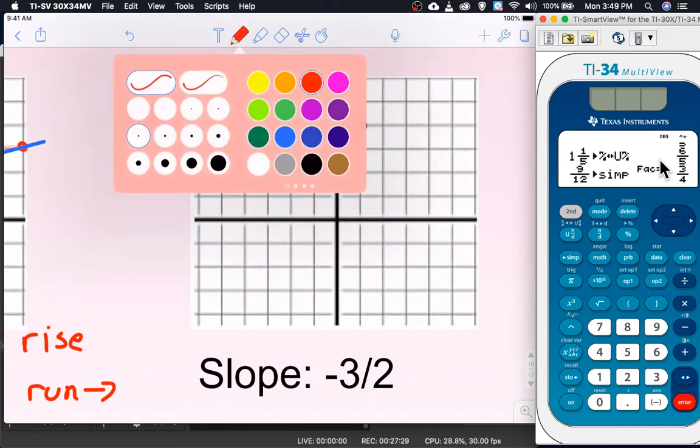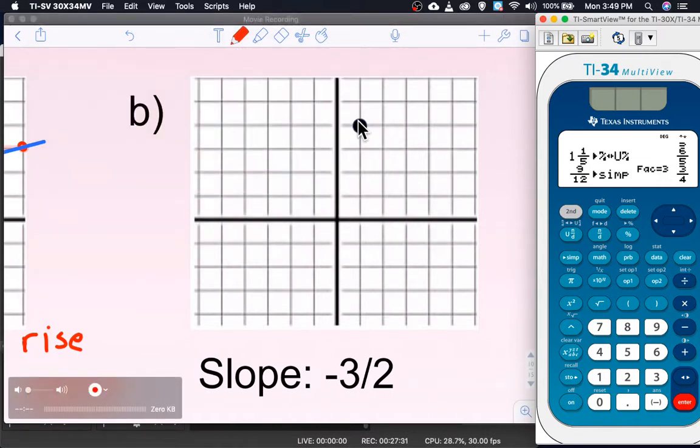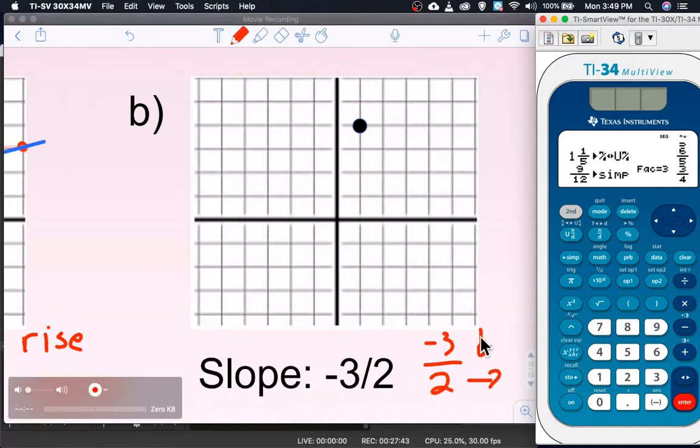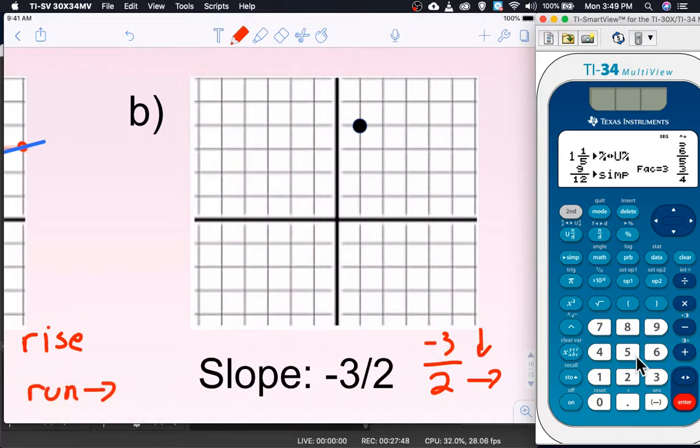Letter B. So from this point, we're going to go, see how it has a negative slope, -3 over 2? So we're going to go down 3 over 2. That's our rise over run. Our rise is downward because it's a negative slope. So I'm going to go down 3. 1, 2, 3 over 2. 1, 2. There is my first point. And I'm going to repeat that pattern. Down 3 over 2. Dot.